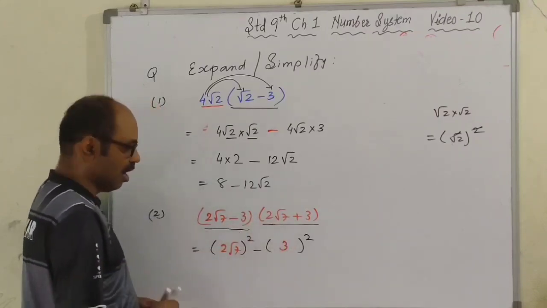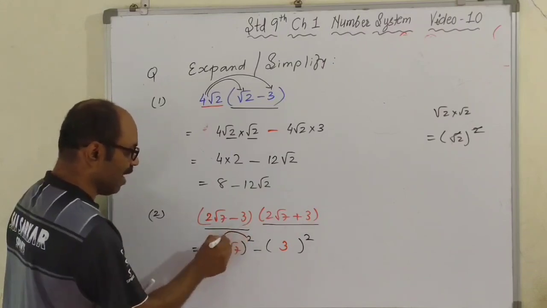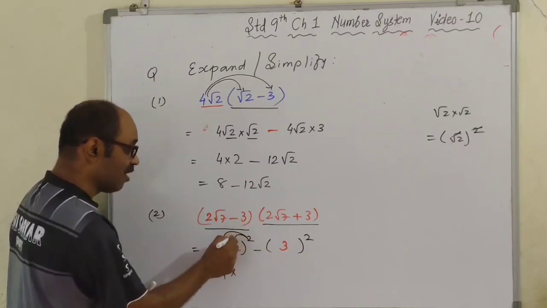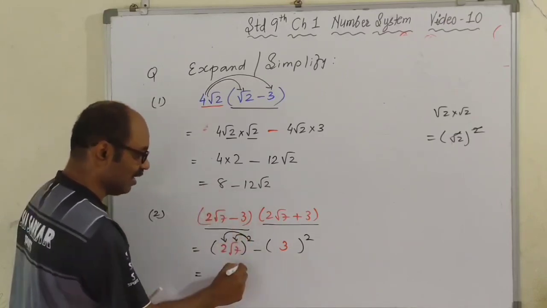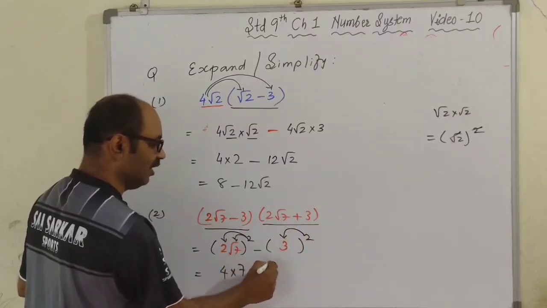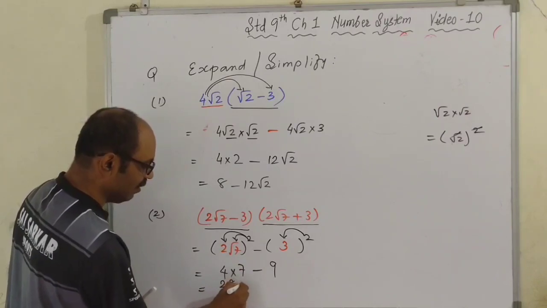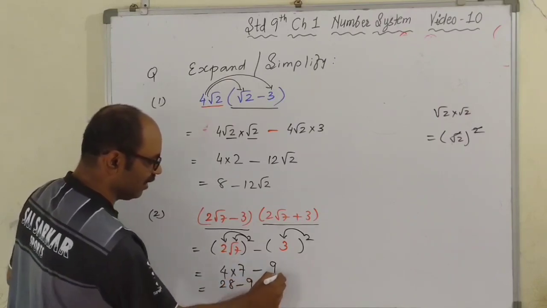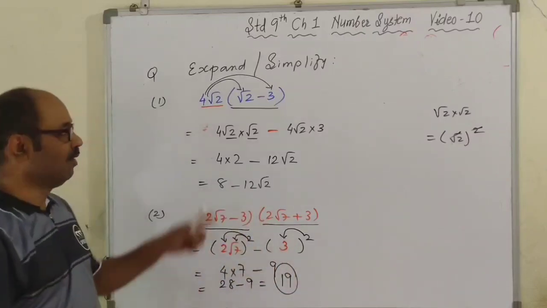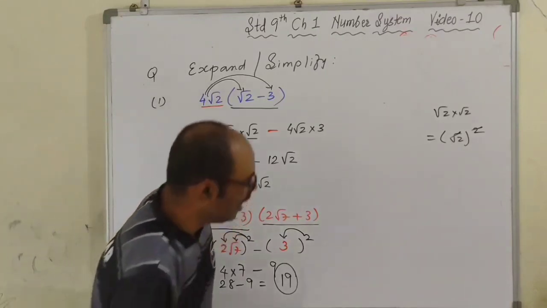3. Now bataiye. Here also you have to be very careful. What is square of 2? 2 twos are 4 into. What is square of root 7? Root nikal gaya. So 7. Minus. What is square of 3? 3 threes are 9. Yes, now 4 sevens are 28 minus 9 and 28 minus 9 is 19. So what is the simplification? What is the expansion? 19. So you got 19. Clear?